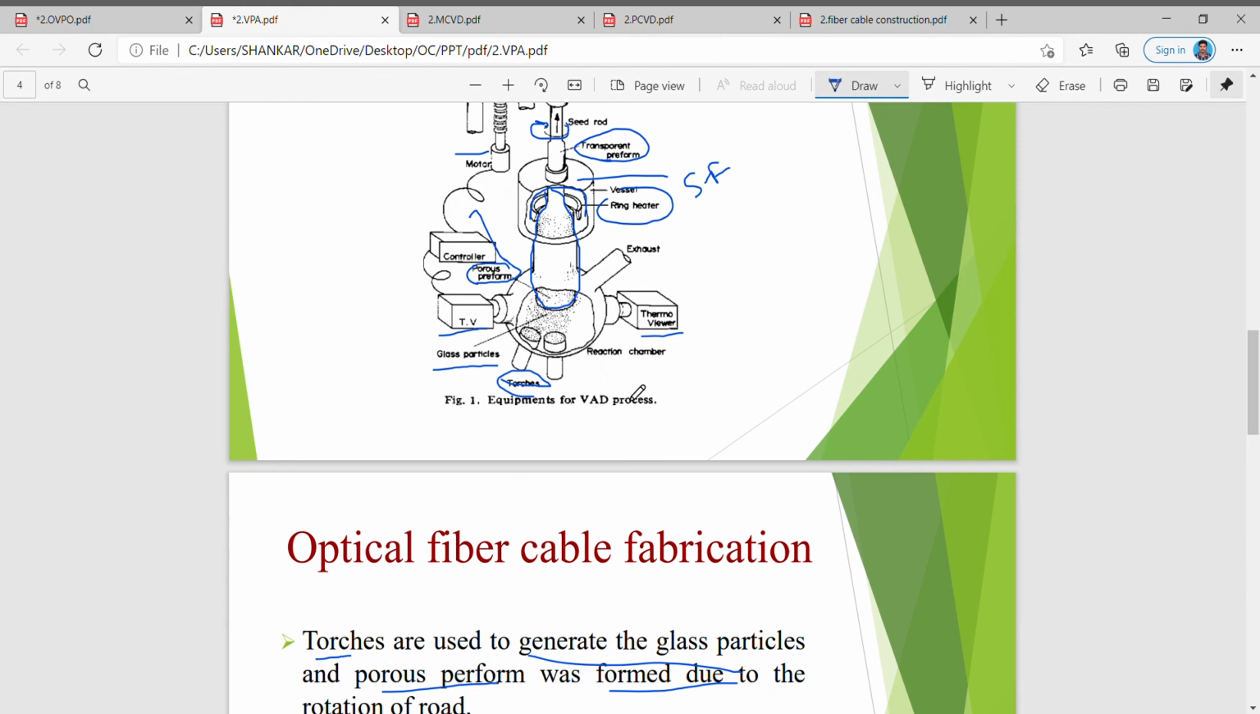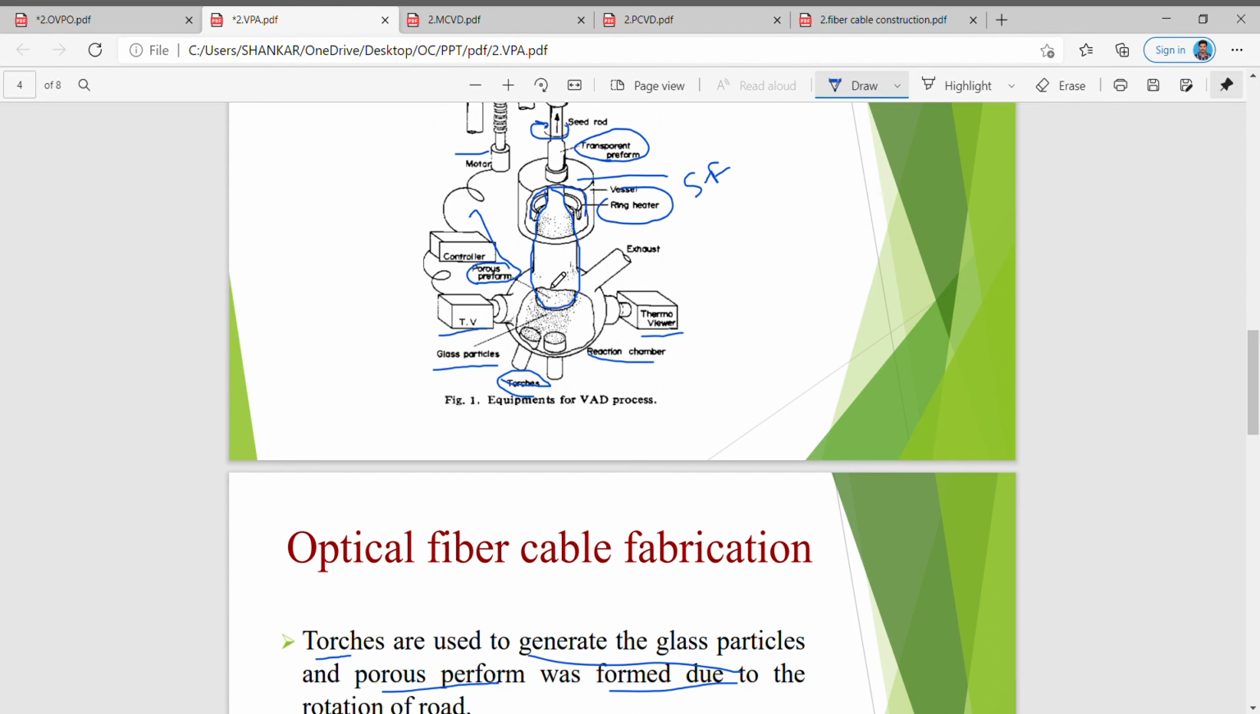See, this is the diagram of the VAD method. By the rotation of this rod in the axial direction, there is a reaction in the porous form. That reaction we can observe by using the TV. That means we can monitor whatever the reaction is in this chamber by using the TV and thermoviewer, and then we can control it if there are any difficulties. Okay, after that the porous form is formed. This rod will be continuously rotated in the upward direction.